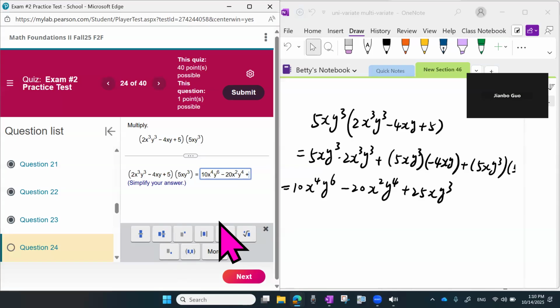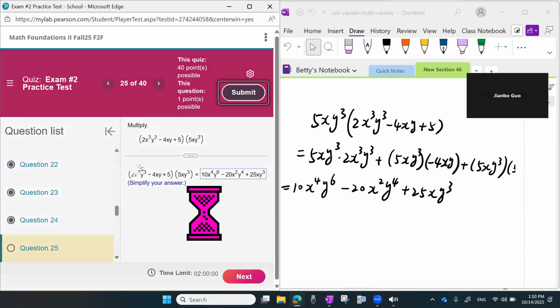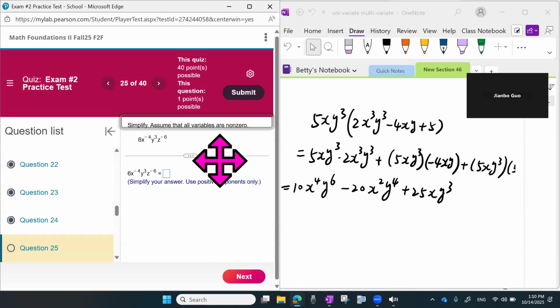25 plus 25 x y cubed. So yeah, double check your entry. That's question number 24. Question number 25. Simplify. Assume all variables are non-zero.